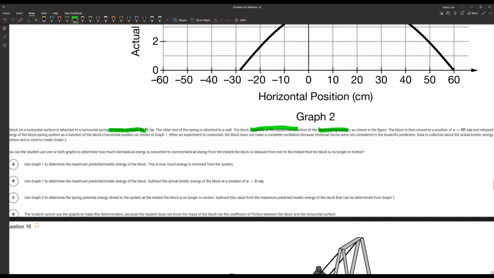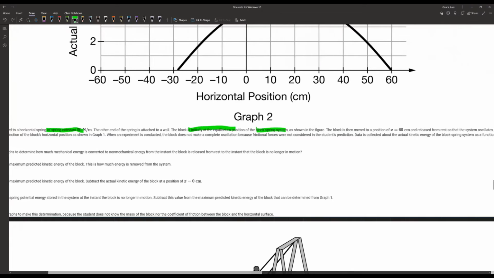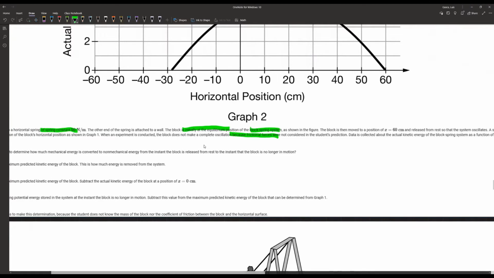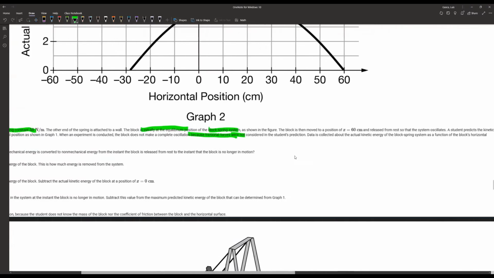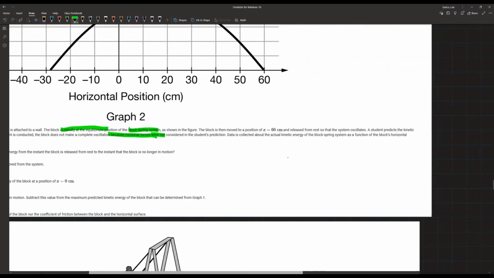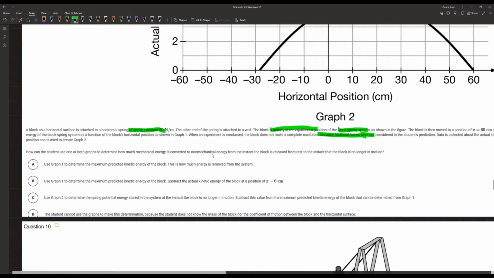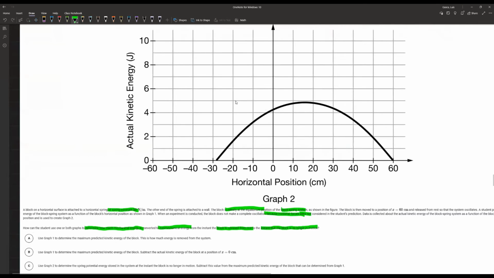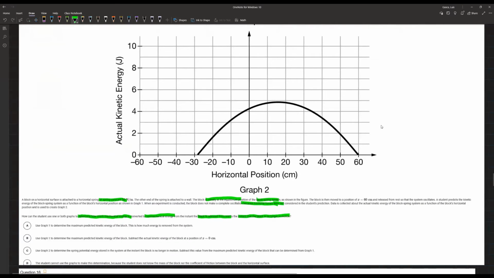When the experiment is conducted, the block does not make a complete oscillation because frictional forces were not considered in the student's prediction. Data is collected about the actual kinetic energy of the block spring system as a function of horizontal position and is used to create graph 2. How can the student use one or both graphs to determine how much mechanical energy is converted to non-mechanical energy from the instant the block is released from rest to the instant when the block is no longer in motion? This is a mouthful. So we want to find out how much mechanical energy was lost due to friction.